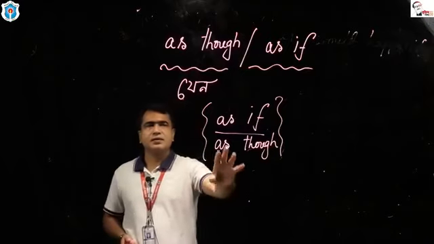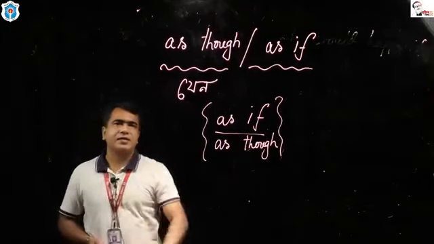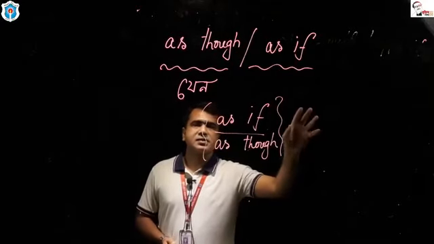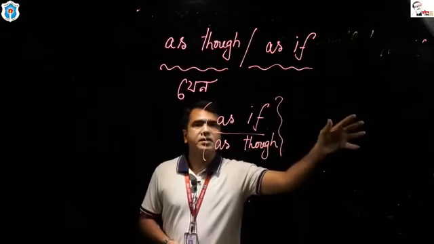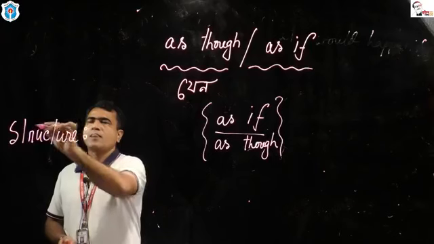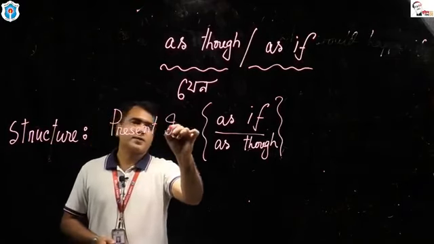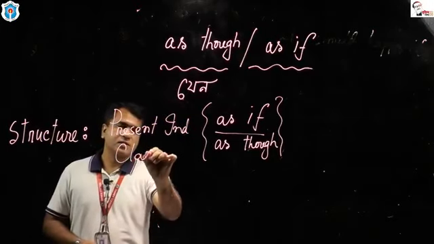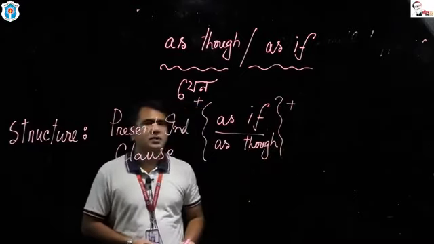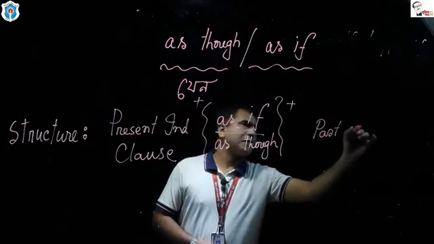As though, as if: if we write a sentence before as if or as though in present indefinite tense, then the sentence after as if or as though will be past indefinite. So the structure is: present indefinite sentence or clause plus as though or as if, then after as if or as though we have to use past indefinite.